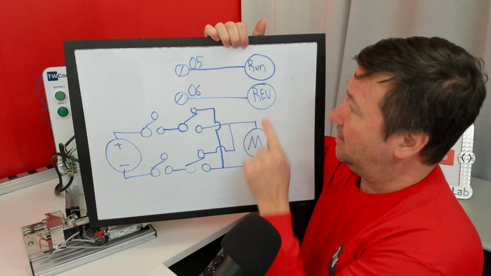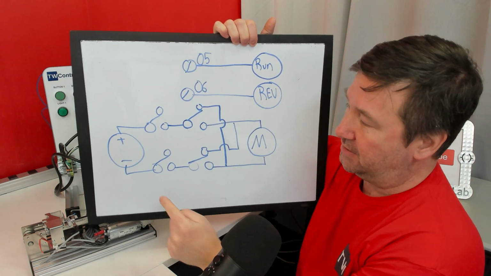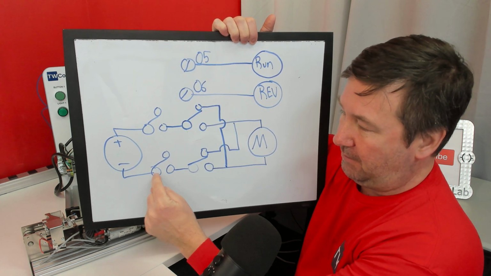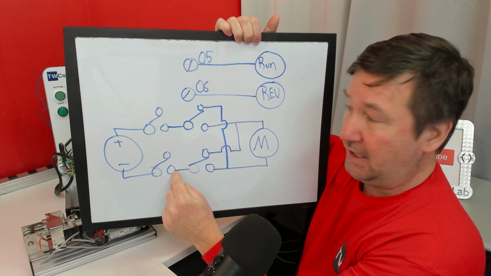How this works is we have our two conveyor relays, the run and the reverse. And both of those are double pole, double throw relays, which means that we have a common and we have a normally closed and we have a normally open.